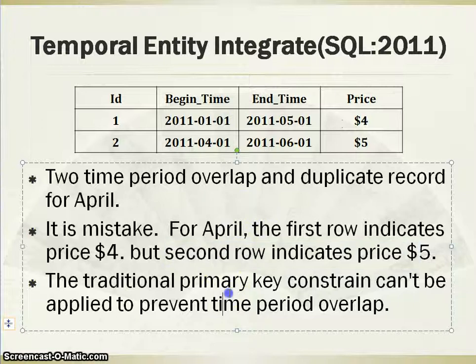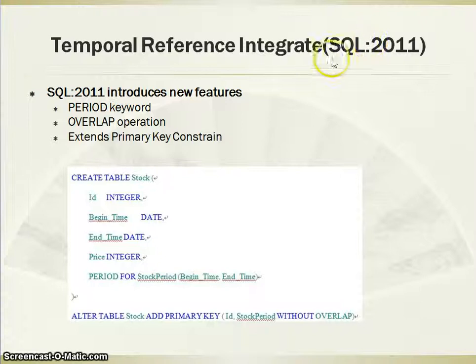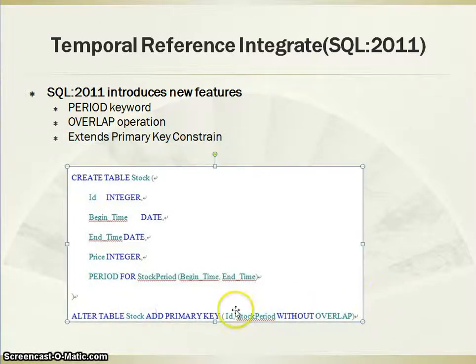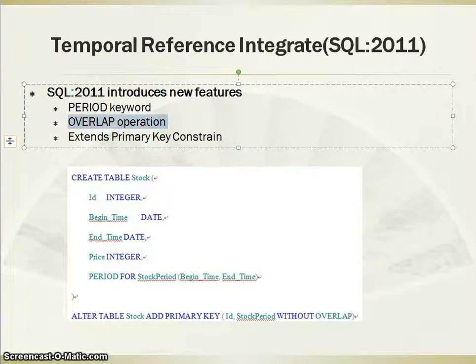However, the traditional primary key constraint is not helpful. It cannot be applied to prevent this time period overlap. But something new happened in SQL 2011. This one has some new features. It extends the primary key constraint. So for this one, you will see it defines a primary key based on a time period without overlap. It defines that there should be no overlap for this time period. And you will think about what overlap means. Okay, that's my next topic.